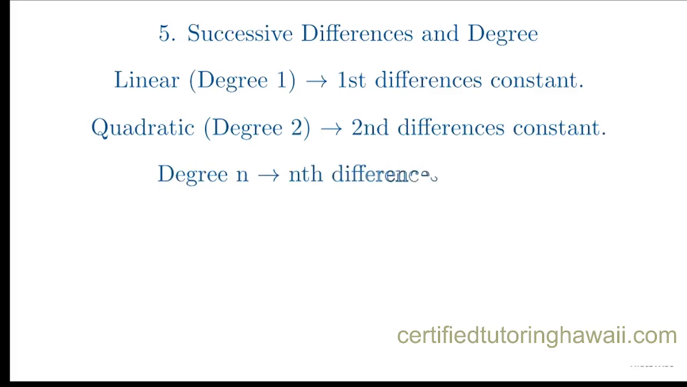A polynomial of degree n will have constant nth differences. This method is incredibly useful. If you are given a sequence of numbers, you can determine if it is modeled by a polynomial function, and if so, its degree. Let's work through an example.